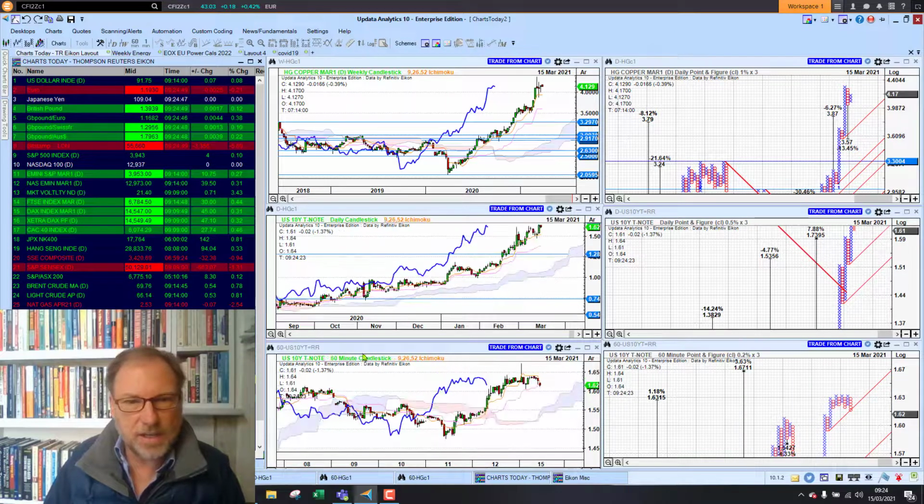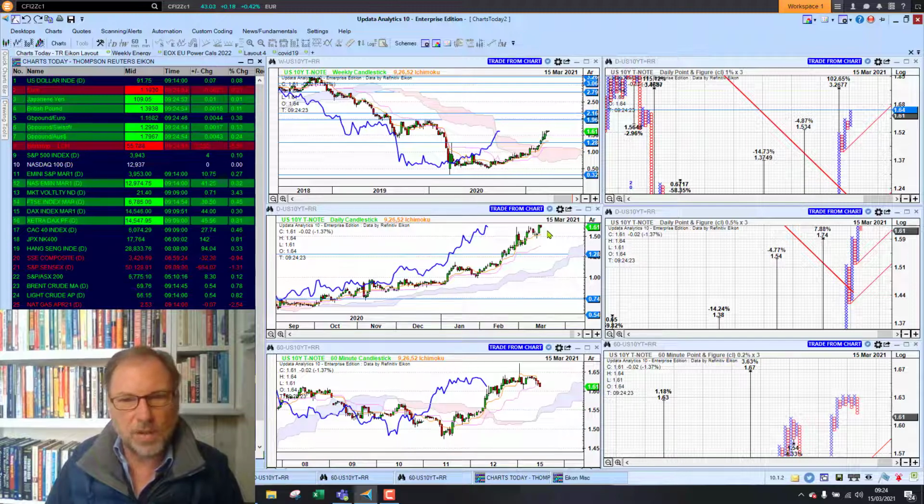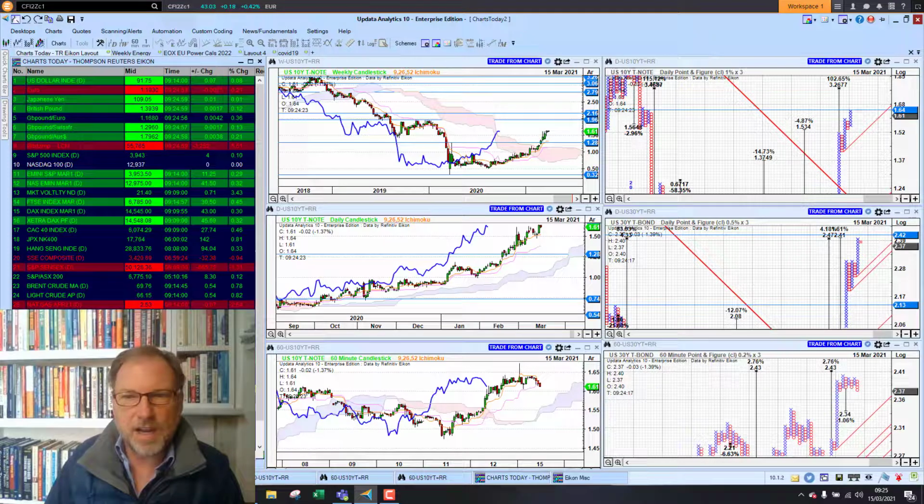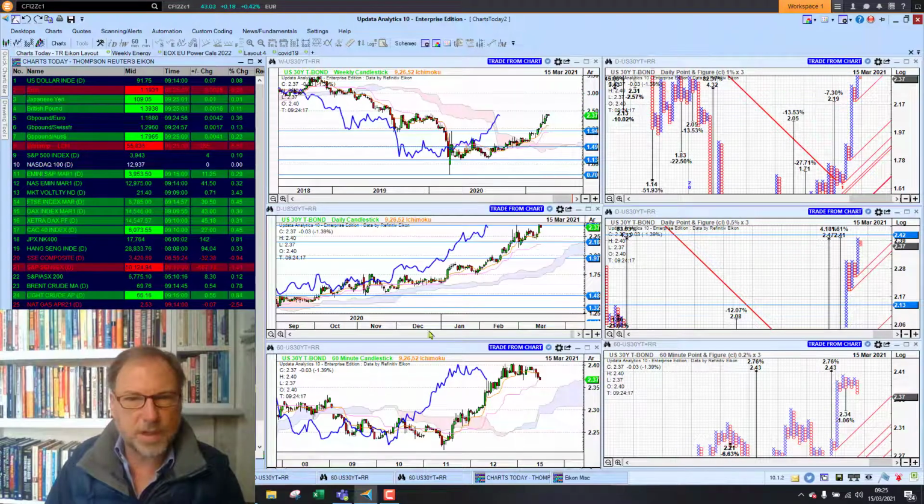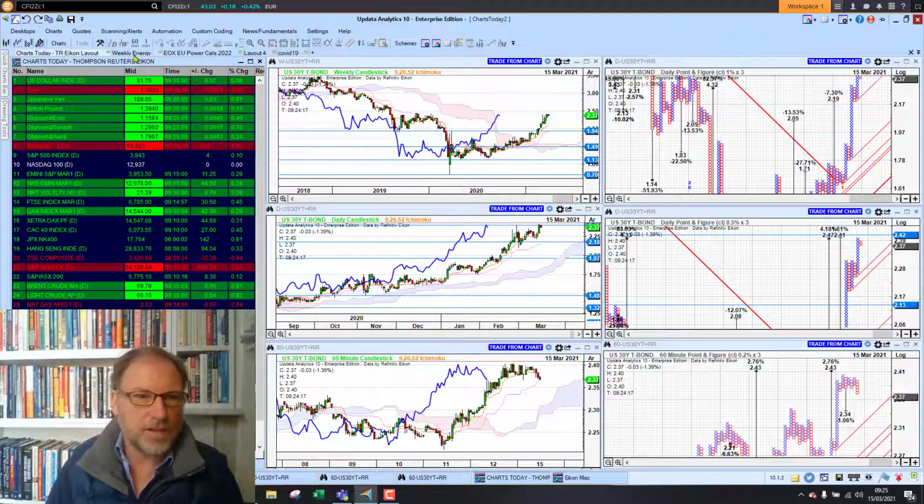US 10-year yield sitting at 1.61%, so the trend's still very bullish on all three time frames now for yield, bond yields, and the same with the 30-year bonds. So just coming away a little bit today, but still looking very, very strong indeed.